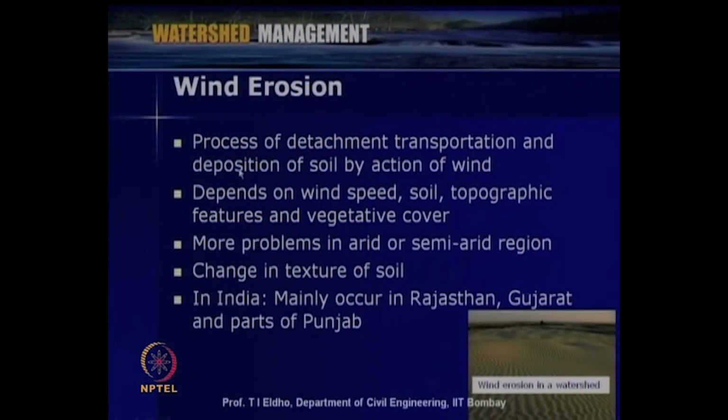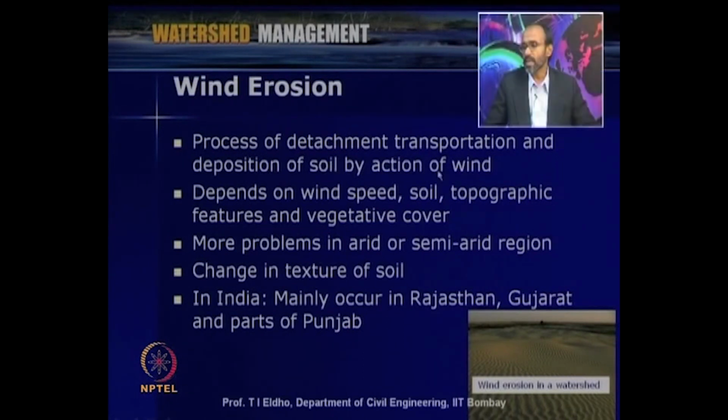Wind erosion is a process of detachment, transportation and deposition of soil by the action of wind. In some areas where the wind velocity is very high, the soil particles will be detached and then transported, and when the wind velocity comes down, they will be deposited. Say, for example, in areas like Rajasthan, especially desert areas, arid and semi-arid regions, where the wind velocity is higher, the sand will be taken by wind, transported and then deposited by the action of the wind.